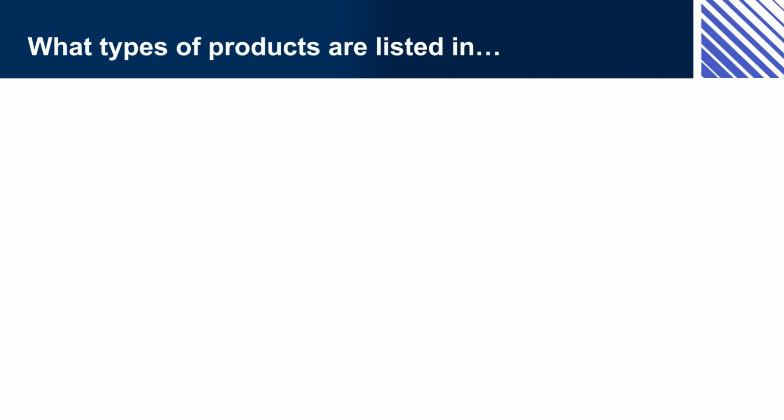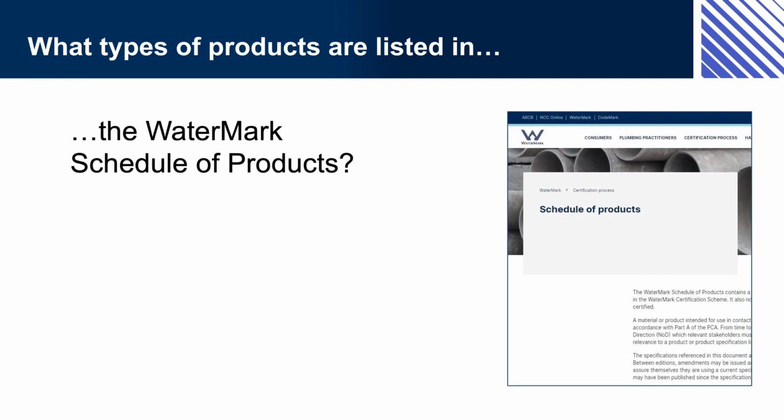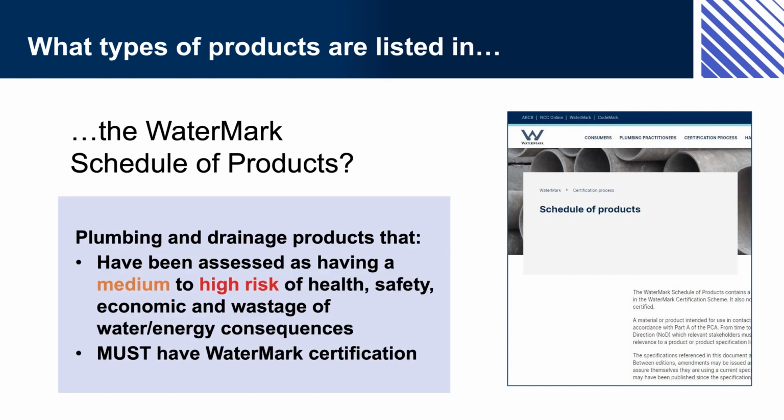What types of products are listed in the WaterMark Schedule of Products? Plumbing and drainage products that have been assessed as having a medium to high risk of health, safety, economic and wastage of water, energy consequences. They must have WaterMark certification. Remember, if a category of product requires WaterMark certification, then you cannot specify or install a particular product of that category that is not certified. WaterMark certification constitutes acceptable documentation that a plumbing or drainage product is fit for purpose according to the requirements of the PCA.